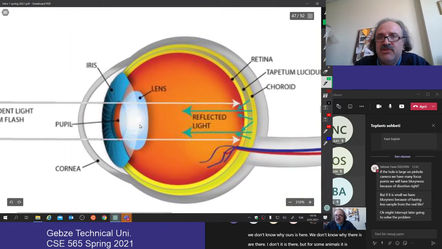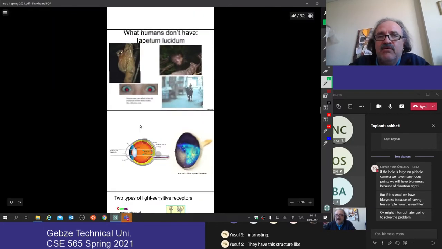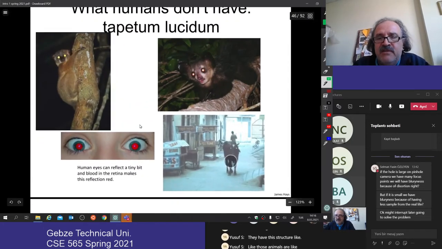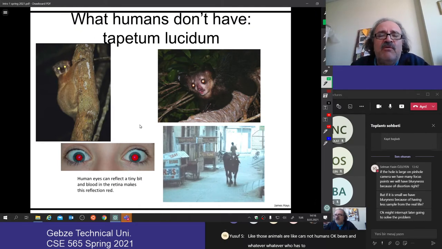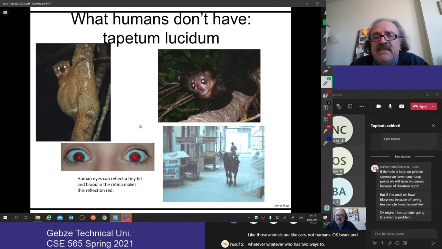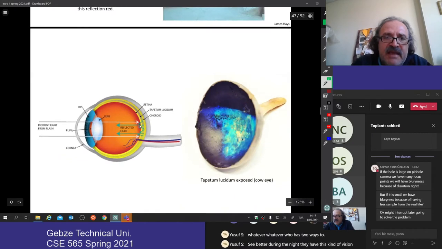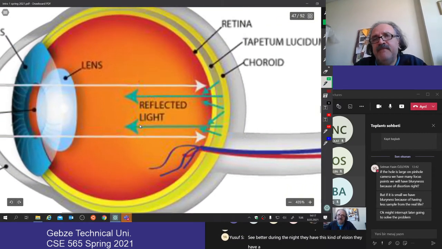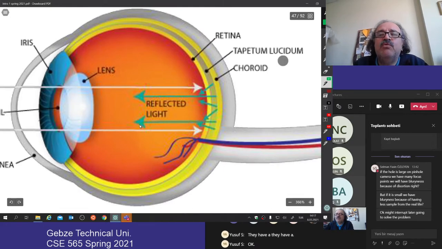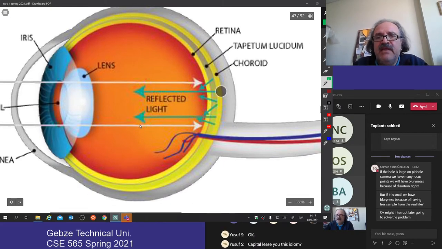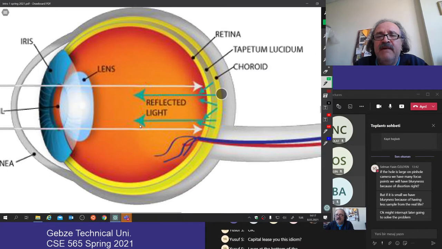They have this structure, like those animals are like cows, not humans. Bears and whatever who have to see better during the night. They have this kind of vision. They have a tapetum lucidum layer at the bottom of their retina.